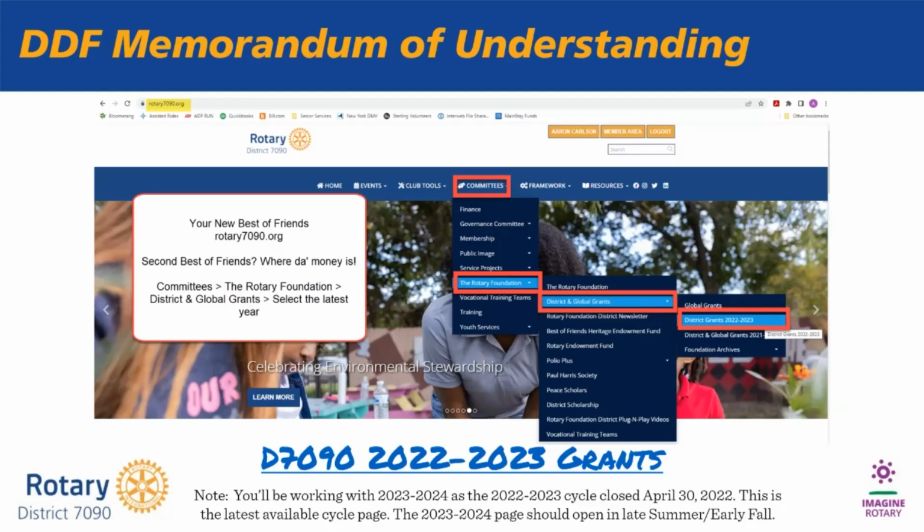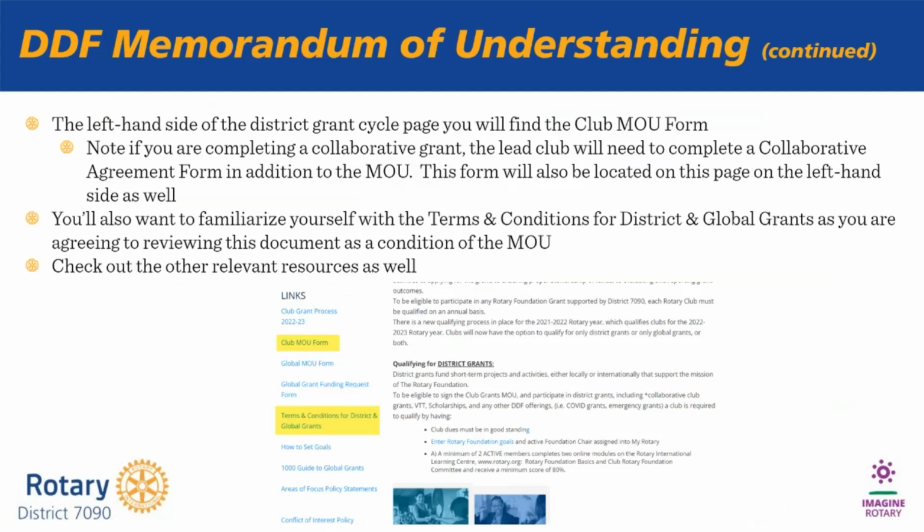So you'll be looking for 23-24. That should be opening up here in the summer, early fall. And once you get in there, on the left-hand side, you'll see Club MOU form. That's the one you want to click, open, read, and have your president and president-elect download.